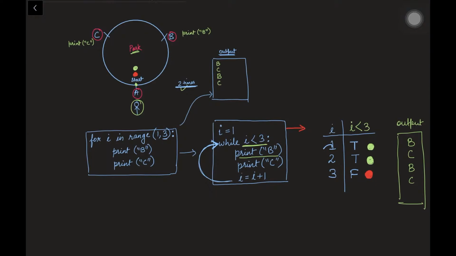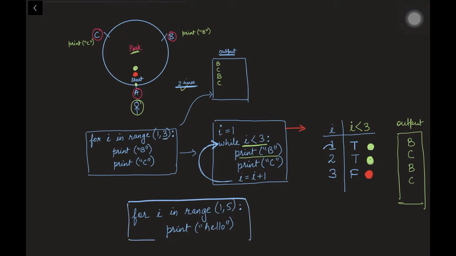Now consider a third case. What if we write for I in range 1 comma 5 and inside the loop we have a print statement which says hello. Now pause the video here, take few minutes and try to guess what will be the output of this statement. Okay, it is very simple, similar to the previous one. Just a slight change has been made to this program. Try to guess the output and then see the solution.